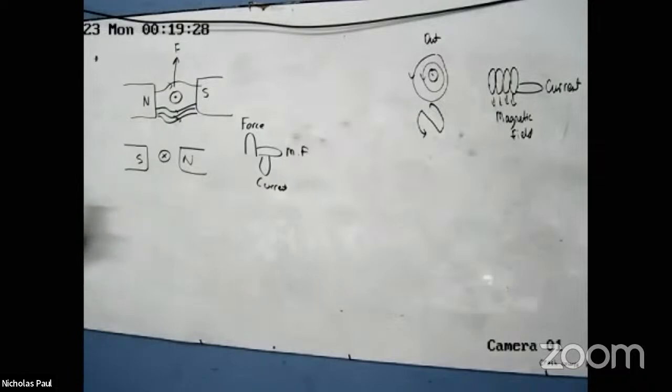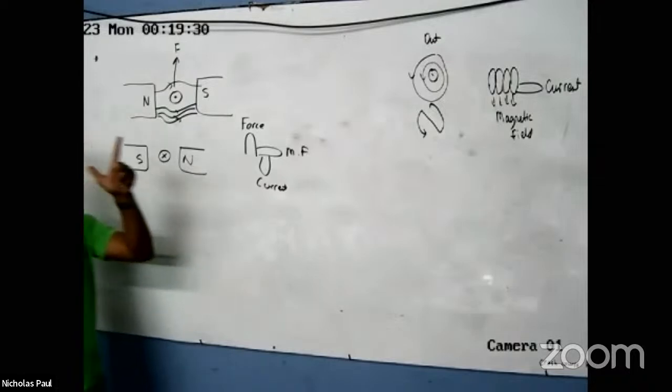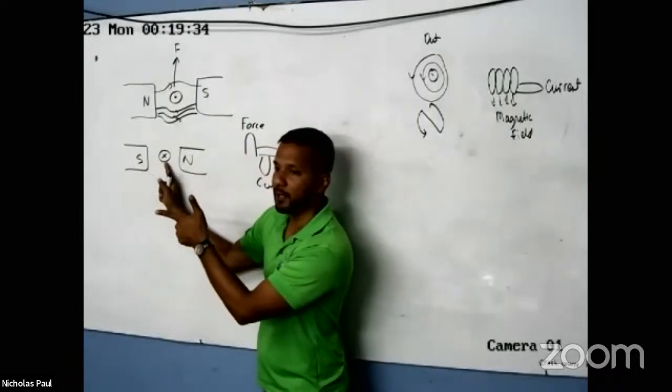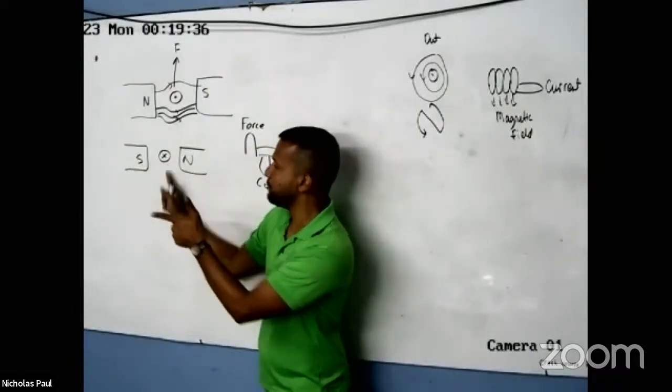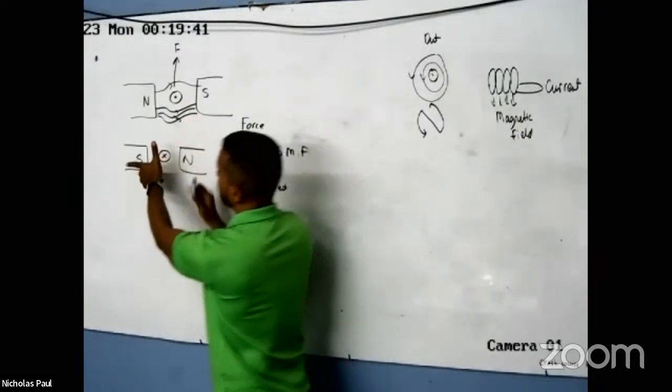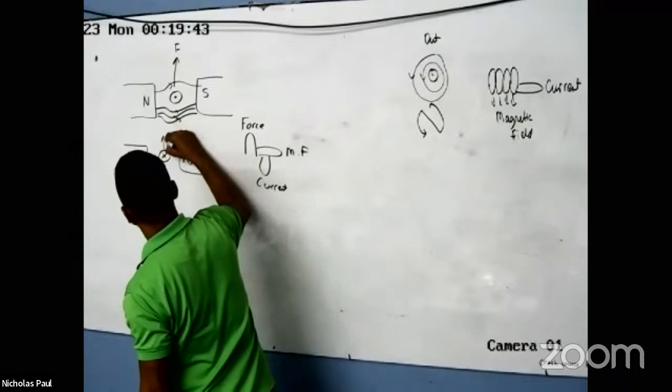Ready? So the magnetic field is where? North to south. X means what? X means in. So therefore your thumb pointing upward. Up.